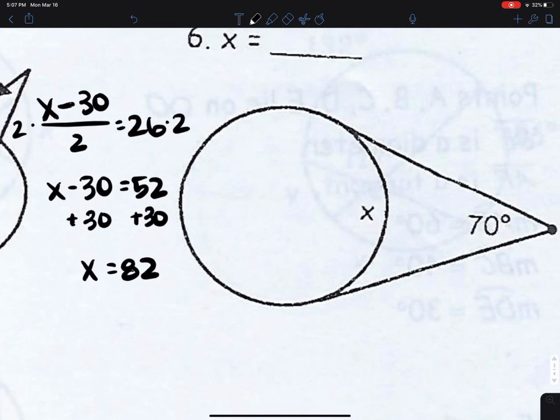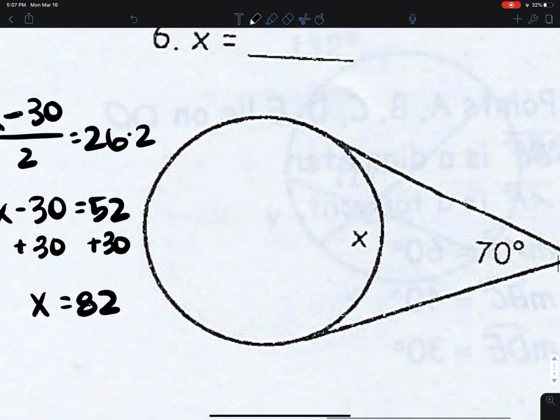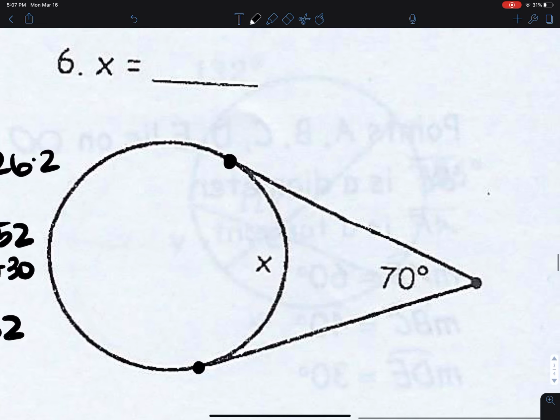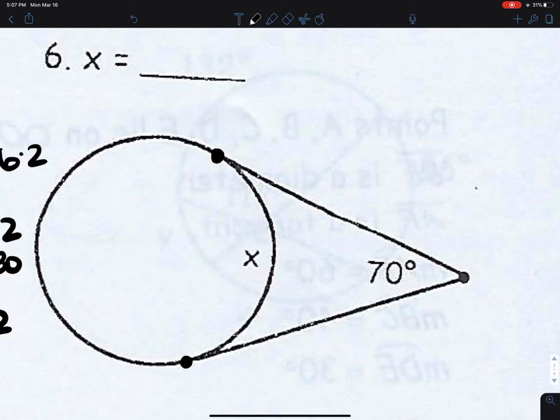Number 6 is also kind of tricky. So these are tangents. So I'm going to say that they intersected about right here. I'll say about right there. So this one I think is one of the harder ones. We know that the whole circle would be 360 degrees, but we know that part of it is x. So I'm going to erase this yellow circle.